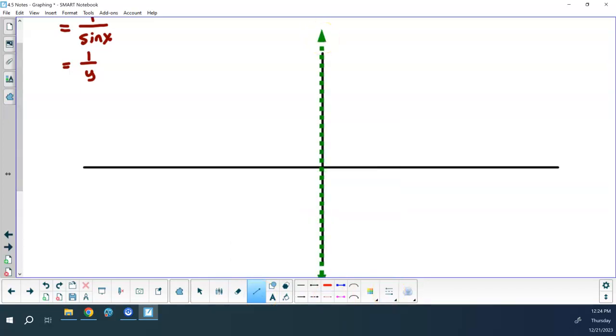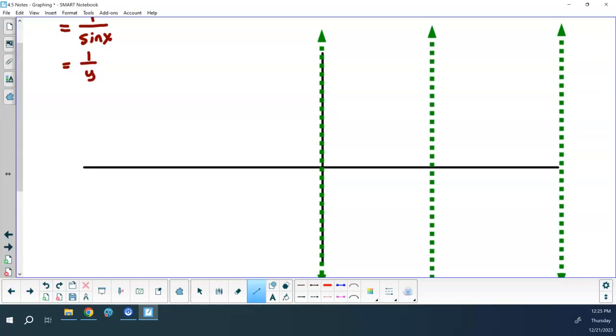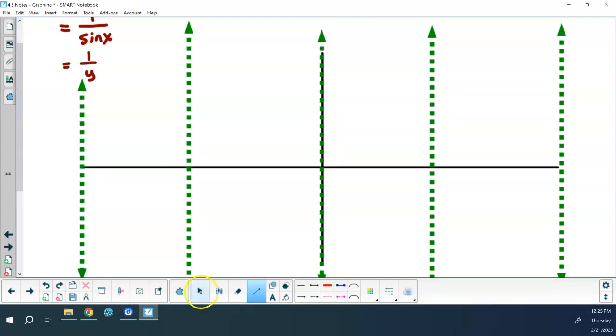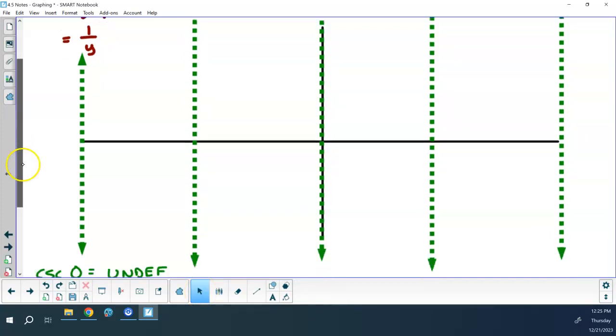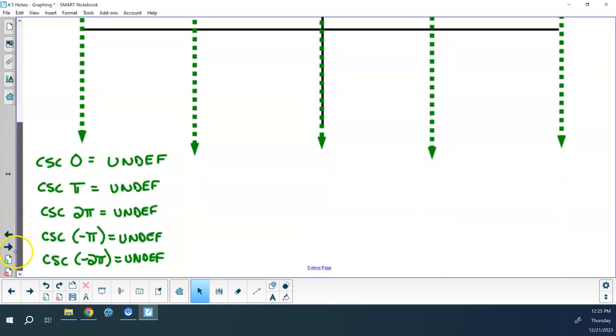Alright, so we needed vertical asymptotes at 0, 2 pi, pi, negative 2 pi. Ooh, negative pi, I gotta move. Right? Okay? Love it.